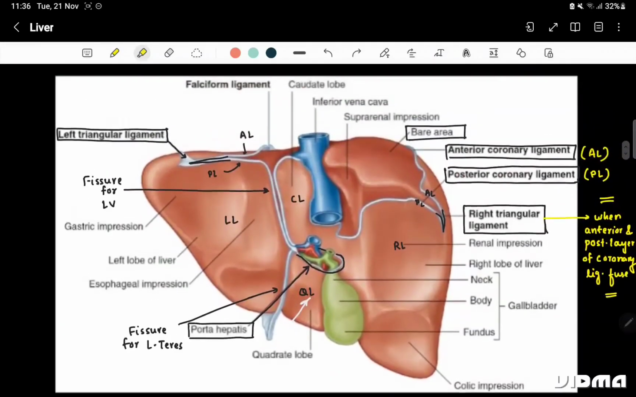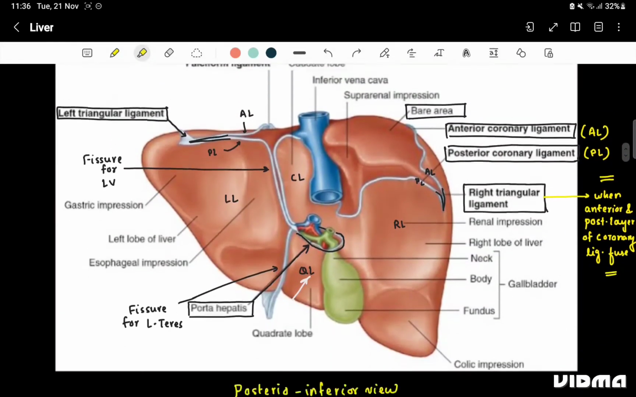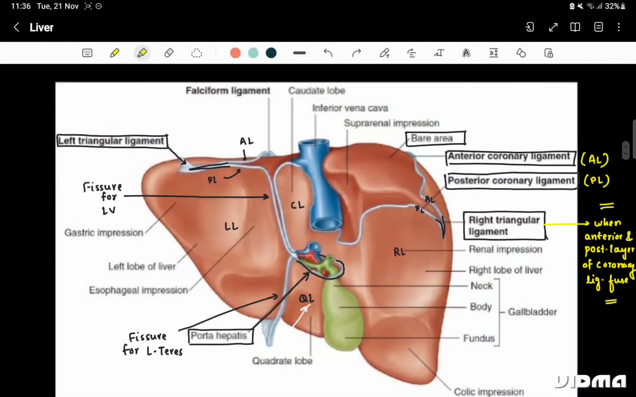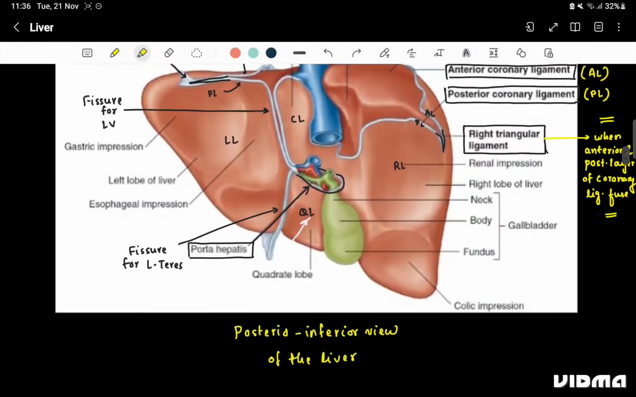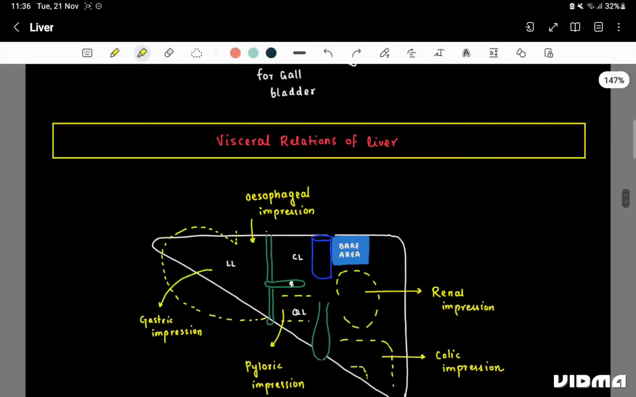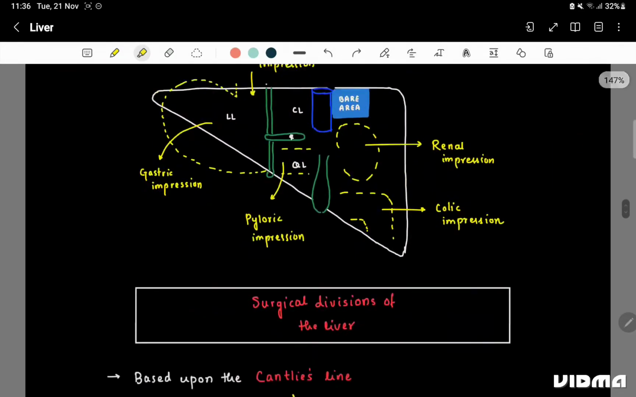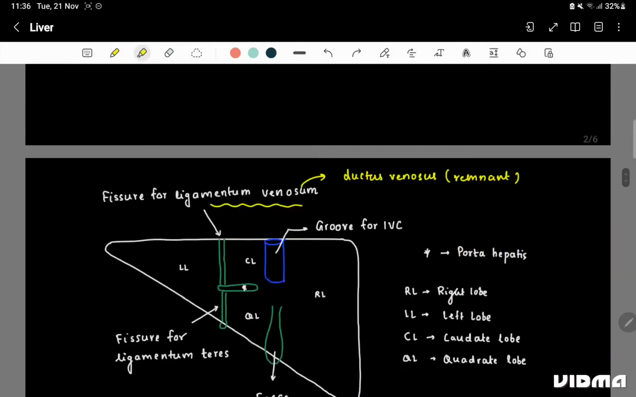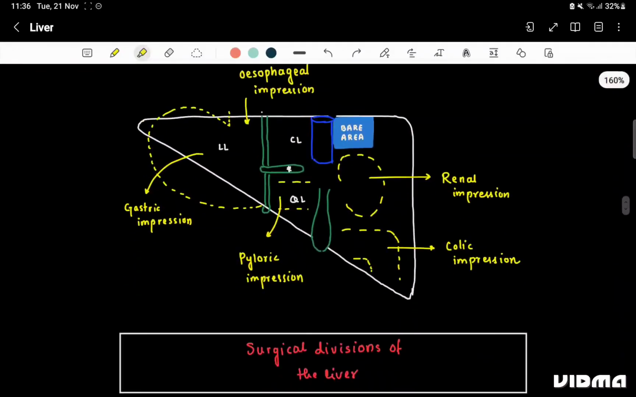Let's talk from this section. We have our impressions also, which we'll see in the visceral relations of the liver. This is our posterior inferior view of the liver. Here the IVC is there, and this is called the bare area of the liver, which is the avascular plane of the liver.